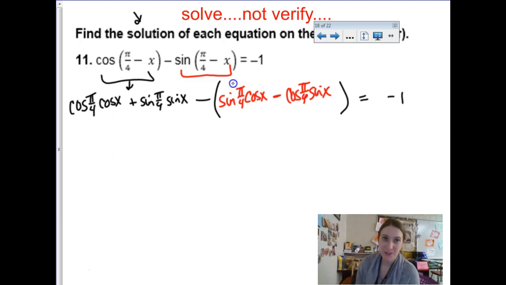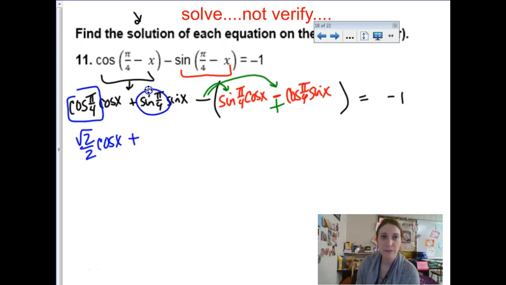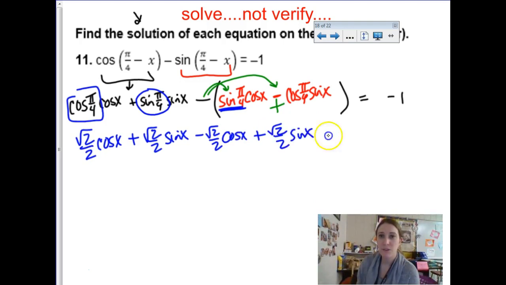If you don't mind, I'm going to go ahead and distribute this subtraction here, and then if I throw it in here, this becomes a plus. Alright, cosine at pi over 4 is square root of 2 over 2, still times the cosine of x, plus sine at pi over 4, also square root of 2 over 2, times the sine of x, and then this is a minus square root of 2 over 2 times the cosine of x, and then this becomes, we said, a plus, square root of 2 over 2 times the sine of x. I feel like we have some canceling terms here.